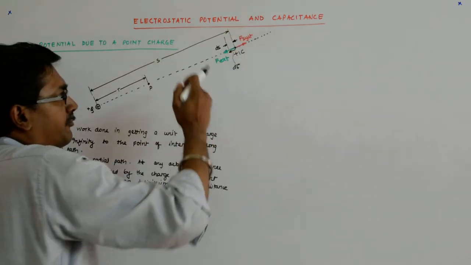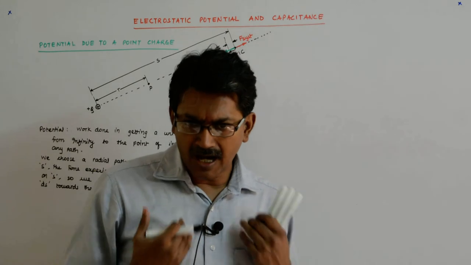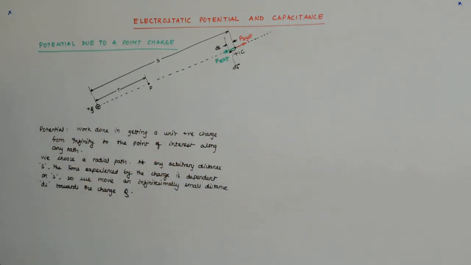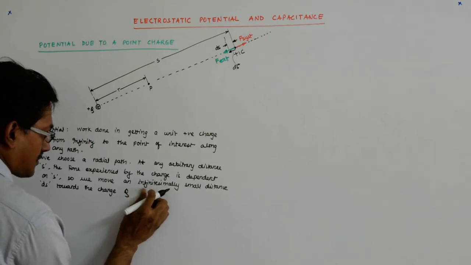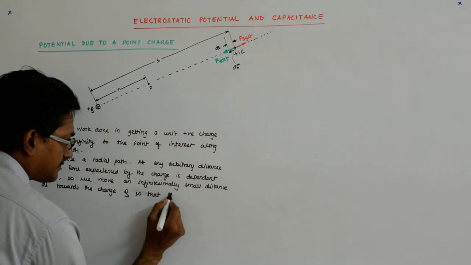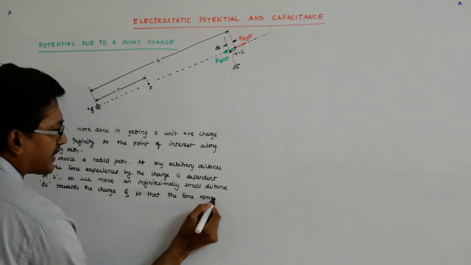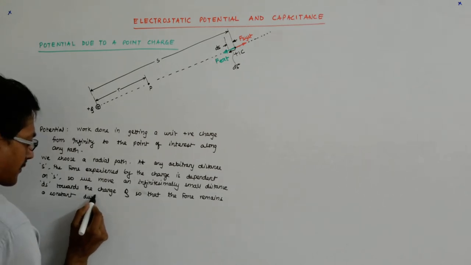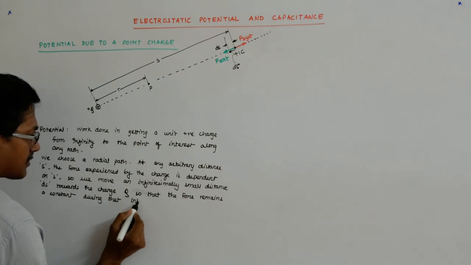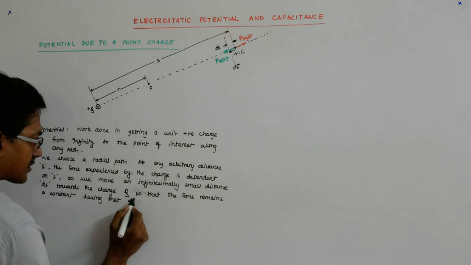So I am doing the work. I am applying a force in some direction and I am moving in the same direction. So I am doing the work, right? The work done is positive. Fine. So that the force remains a constant during that displacement. Correct?